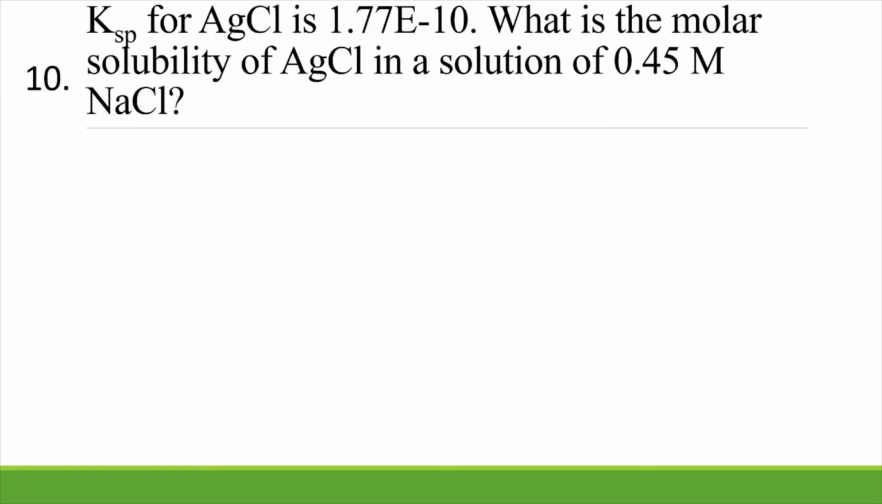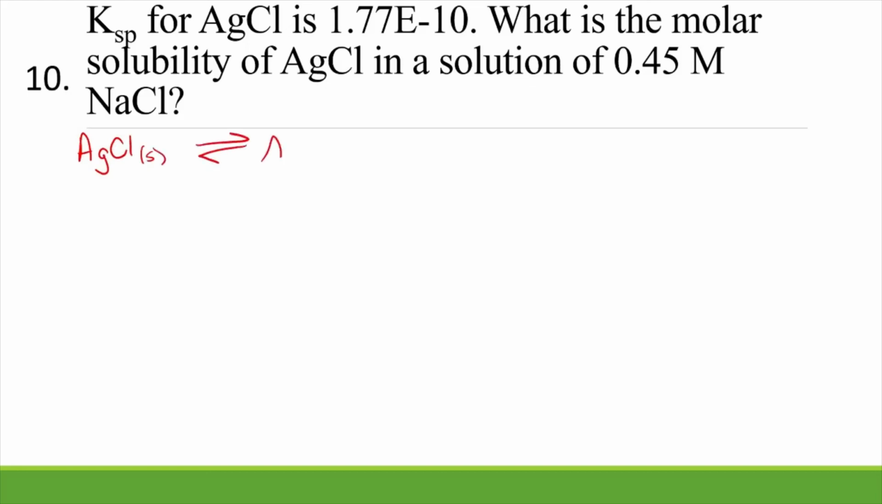All right, number 10, the last one for chapter 15. Ksp for AgCl is 1.77 times 10 to the negative 10th. What is the molar solubility of it in a solution of 0.45 molar sodium chloride? So this is a common ion effect. You've got an extra source of chloride. But let's first write our reaction for AgCl.